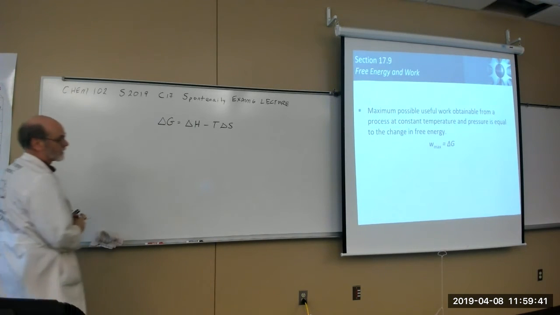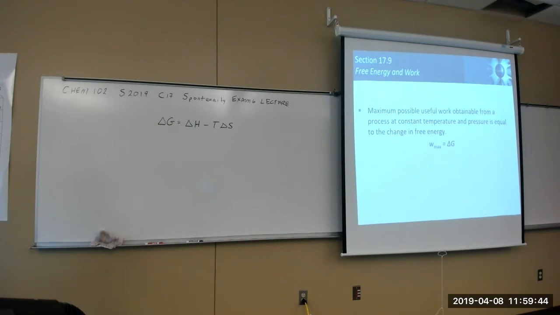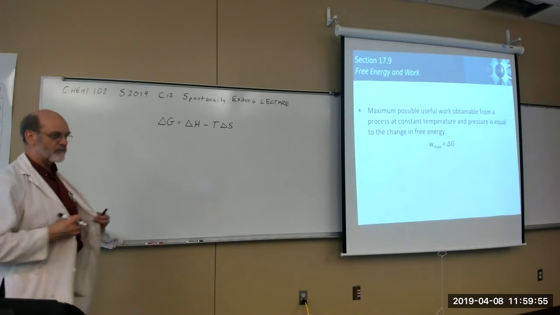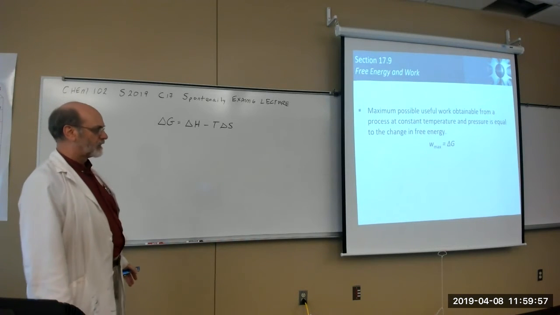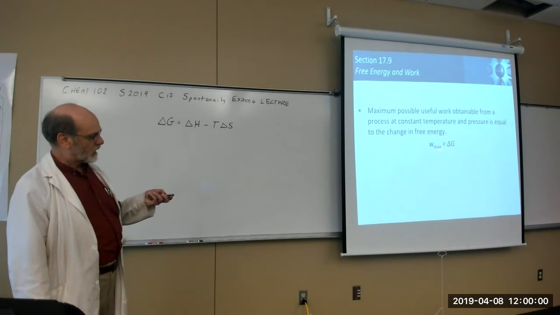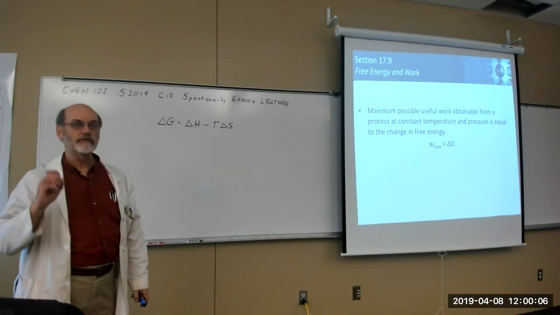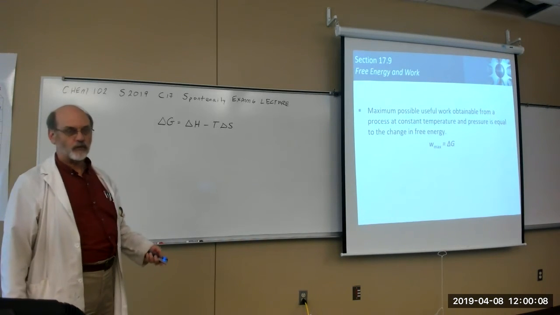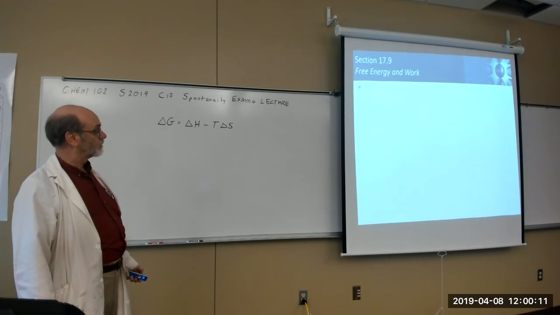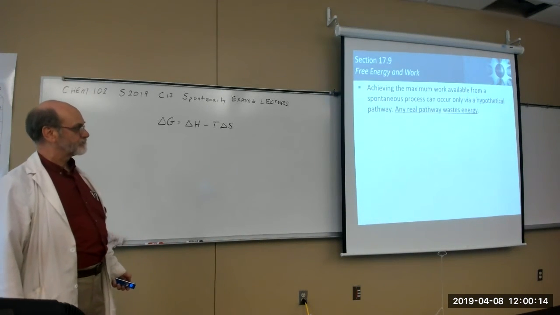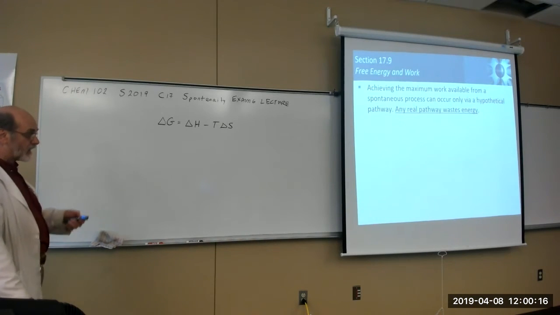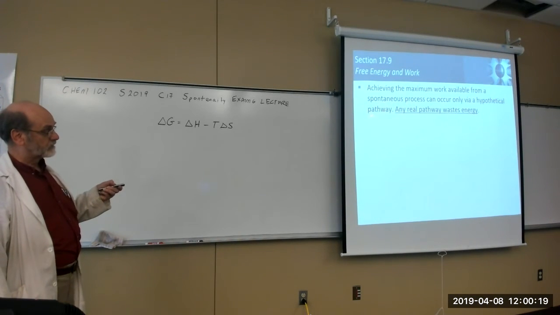All right. So let's go back to the original impulse for Gibbs to develop this equation. He wanted to know how much energy could be extracted from a process to give you the maximum amount of useful work. So that's why this maximum work is equal to delta G. Delta G is the actual maximum amount of energy that can be converted to work. And I'll say it again, that's hypothetical.